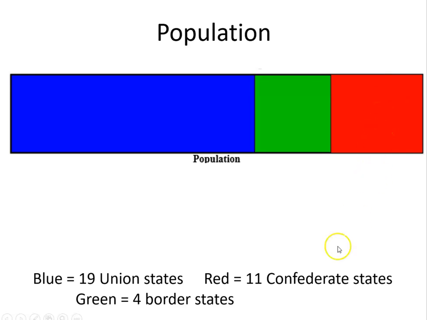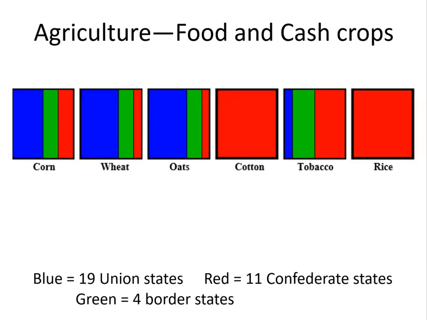And, well, Southerners aren't going to have a very successful time getting those slaves to join the Southern Army and fight to keep slavery. So that's population for each side. In agriculture, food and cash crops, corn, wheat, oats, and rice are things that you eat primarily or sell. That's what a cash crop is, something you're growing to make money.